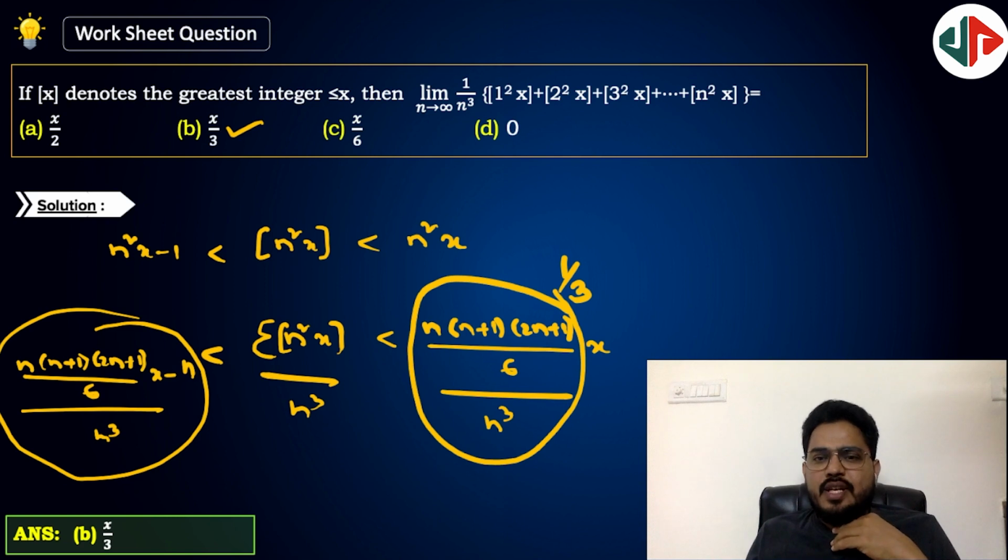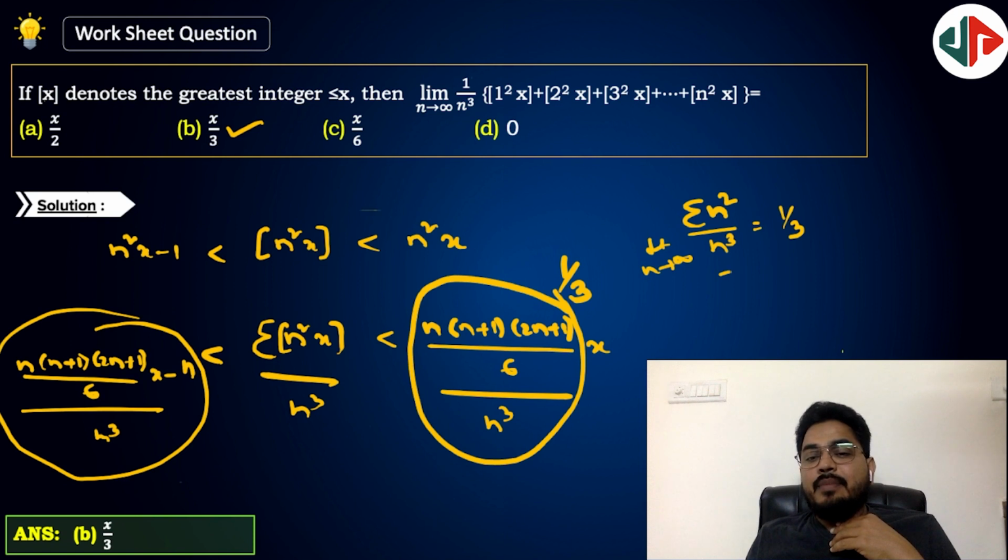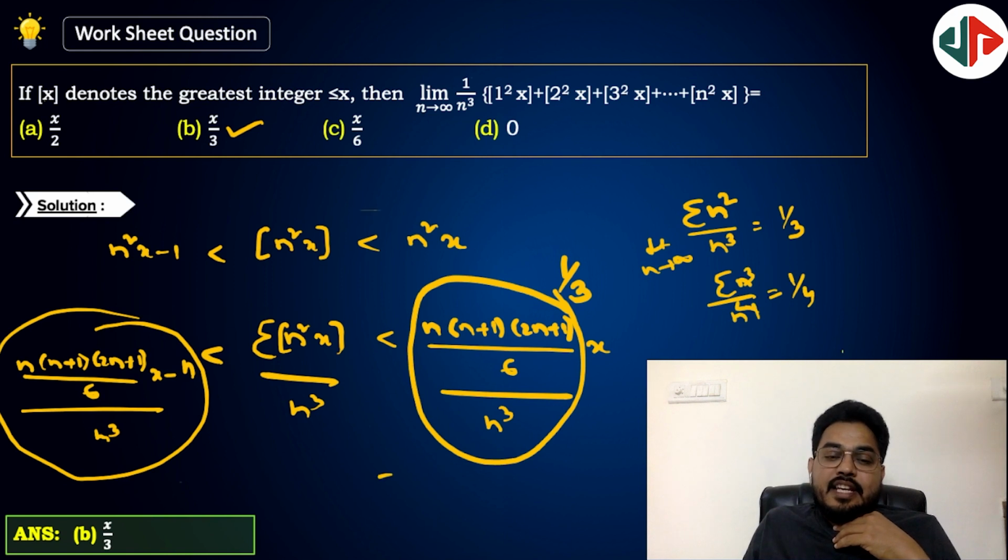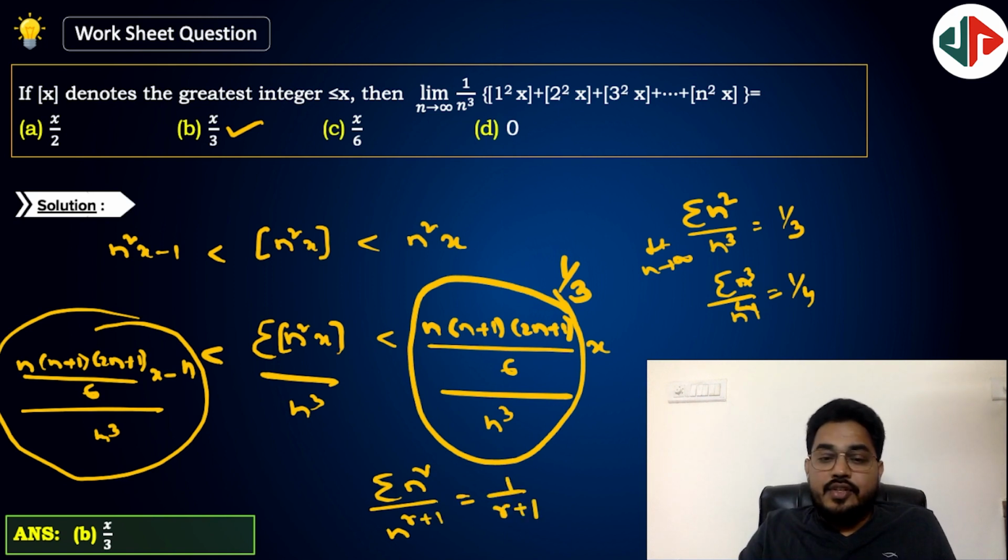Okay. Just simply remember: limit n tending to infinity, sigma n square by n cube is equal to 1 by 3. Sigma n cube by n power 4 is equal to 1 by 4. Sigma n power r by n to the power of r plus 1 is equal to 1 by r plus 1. That's what you need to do.